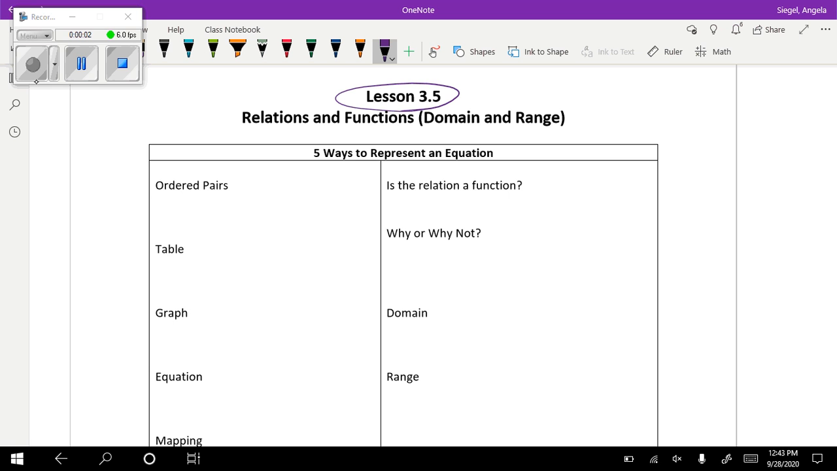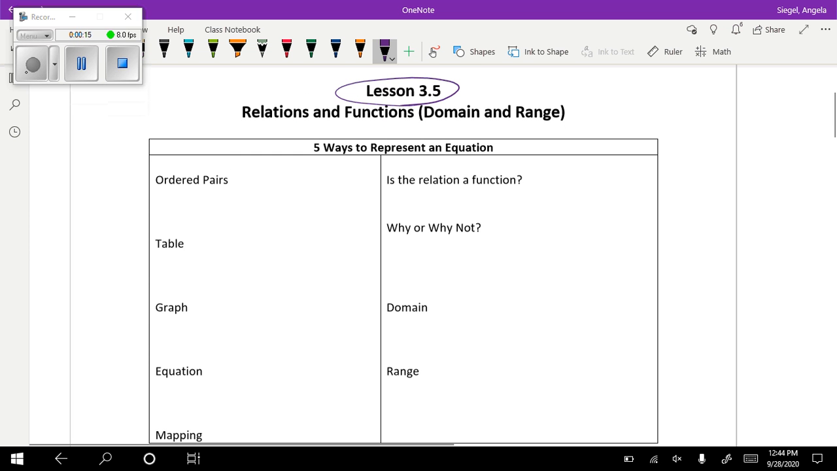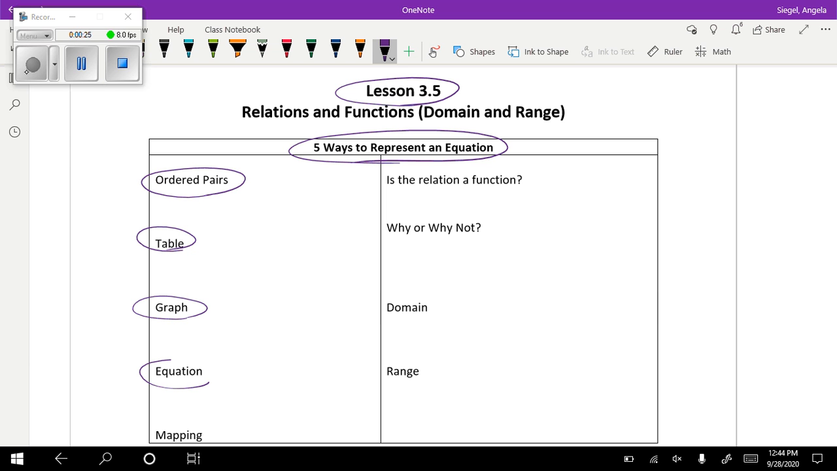Hey guys, this is lesson 3.5, the last lesson of this chapter, and it is the final lesson before the test. I know this chapter zoomed by, but there's a bunch of review that we've talked about. I want to start off with the 5 different ways to represent an equation. You can do ordered pairs, a table, a graph, an equation, or a mapping. I want to give you an example of each of those.